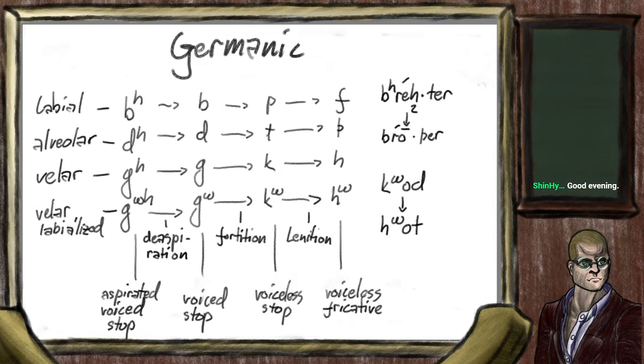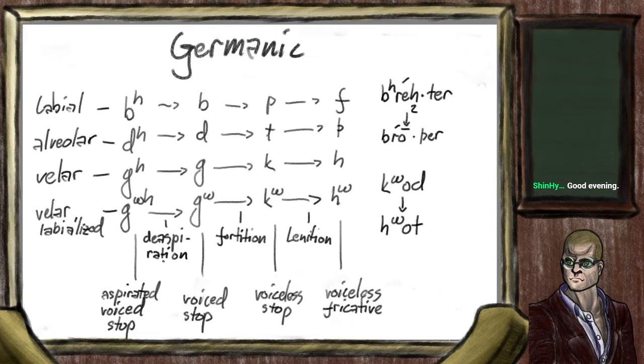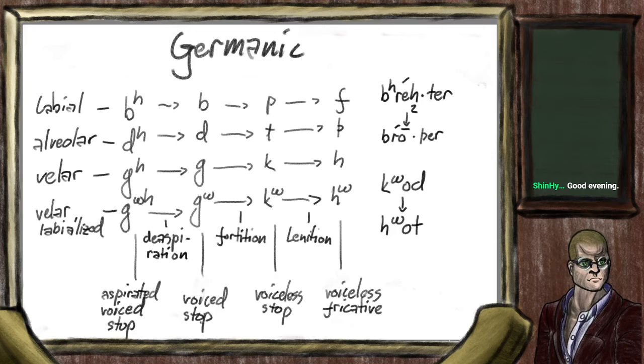So the process of the chain is that aspirated voiced stops lose their aspiration, so gʰ becomes g. This is deaspiration. Voiced stops become voiceless. This is called fortition, so g becomes k.